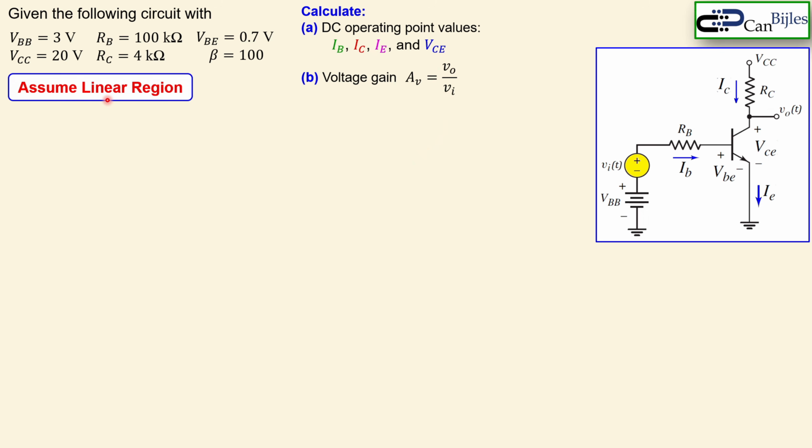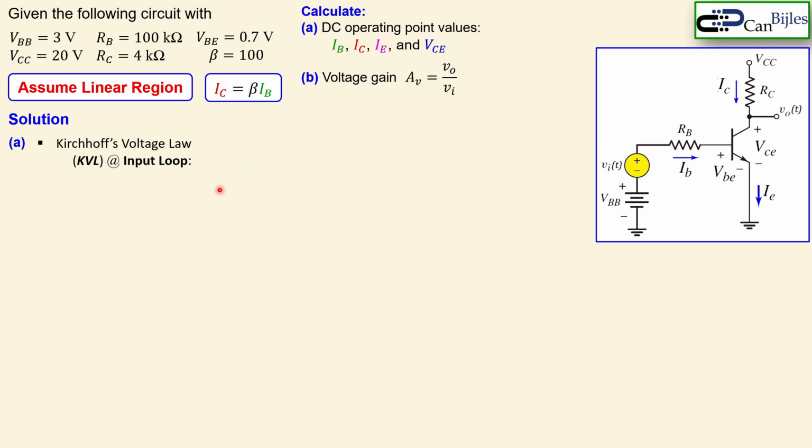We assume before we start that everything is operating in the linear region for the BJT. That means the collector current is equal to beta times the base current, which is shown here. So there is a linear relationship between the collector and the base current. So let's look at the solutions.